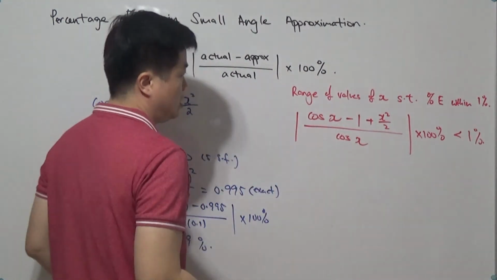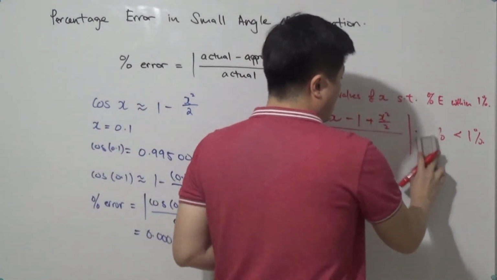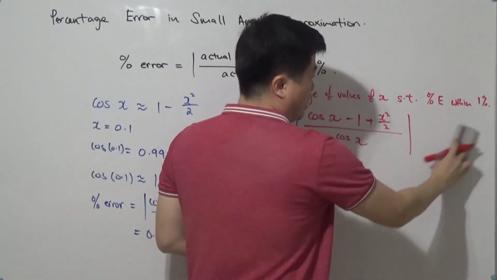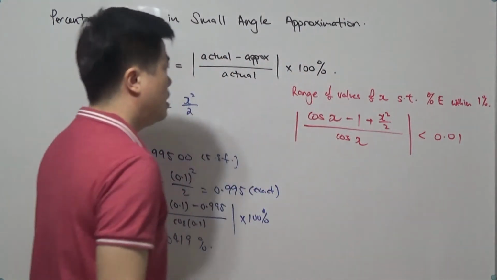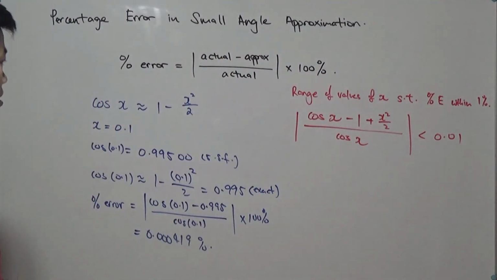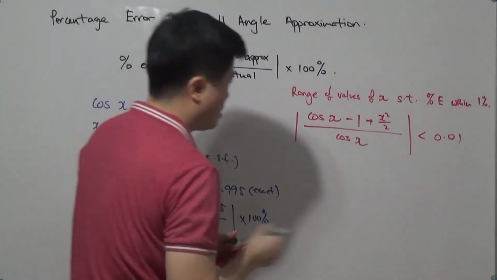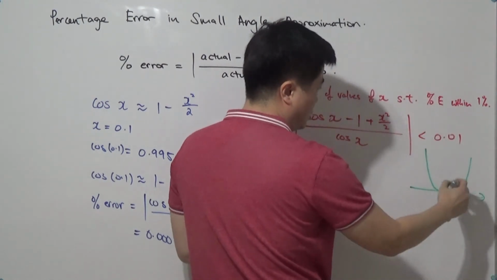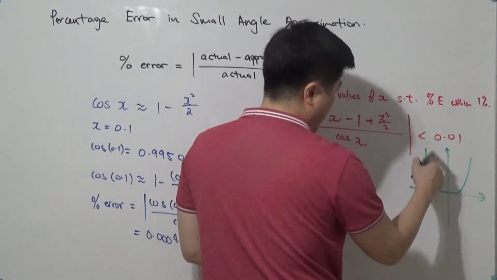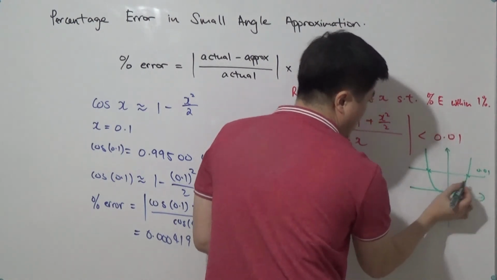Now the thing is, we can convert all this to decimals so we don't have to deal with the percentage. In that case, we can drop the 100% and change the 1% to just 0.01. Then in order to solve this, all we need to do is use our GC. Let's key this into our GC and figure it out. Using the GC, our graph looks something like this. It's very close over here to 0, and then we have the 0.01. We'll be looking at these two intersection points.